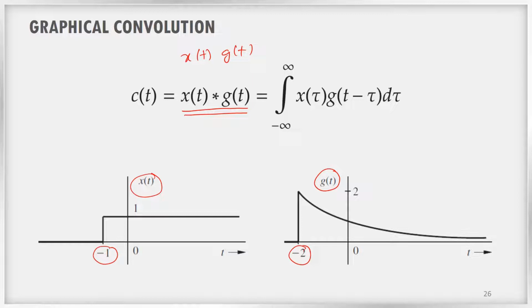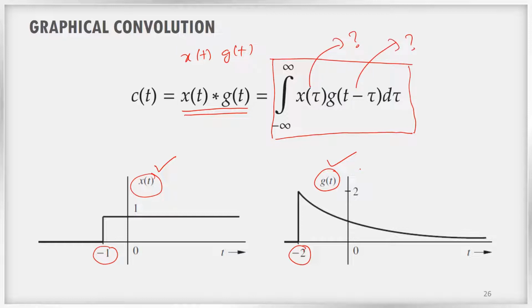We know that the convolution integral is given by the integral from -infinity to +infinity of x of tau g of t minus tau d tau. Now we have been given x of t and g of t. We have to find out what is x of tau, what is g of t minus tau. Then we have to multiply them. Then we have to integrate over the limits -infinity to +infinity to get the integral.